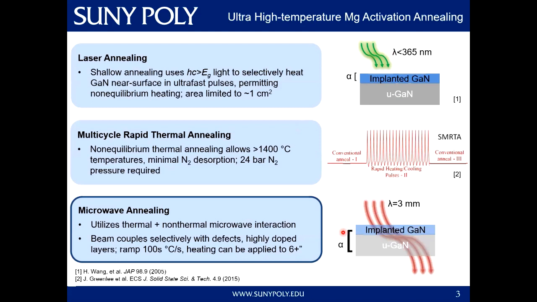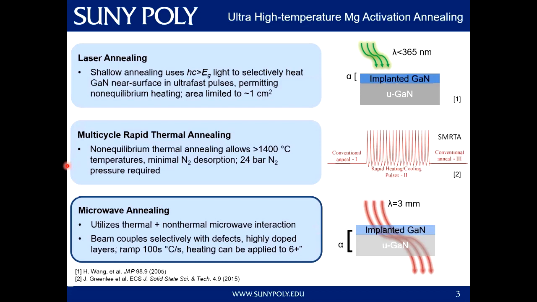To activate these p-type dopants without using extremely high overpressures, it's required to anneal in a non-equilibrium regime. Because magnesium atoms can be electrically activated at timescales much faster than decomposition of the material takes place, GaN can be heated and cooled very quickly in order to take advantage of this. So these are three mechanisms that are commonly used to do this.